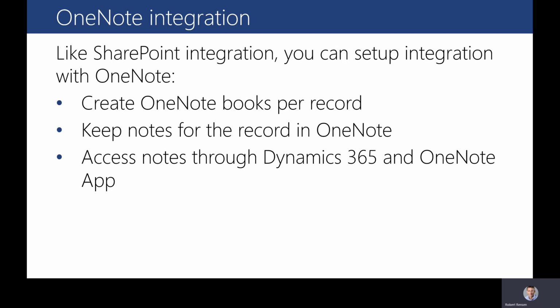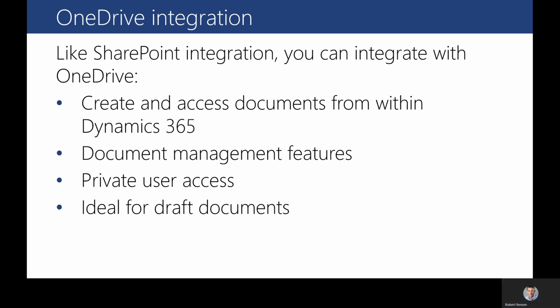So you can create a OneNote book for each single record, for example, an opportunity or a lead or an account, and you can keep your notes for that record in OneNote. And you can access those notes directly in Dynamics 365 or directly in the OneNote application. A user can also create and manage private documents with OneDrive for Business. So you can also integrate directly with OneDrive for Business.